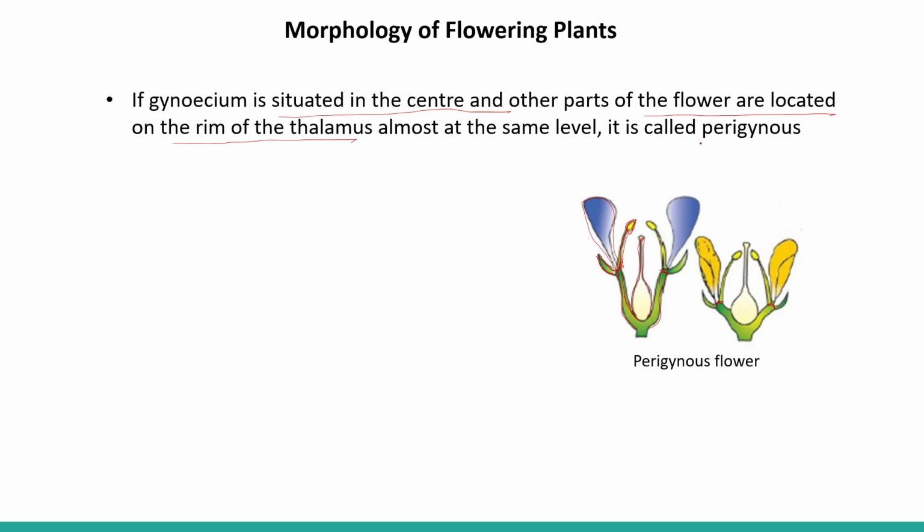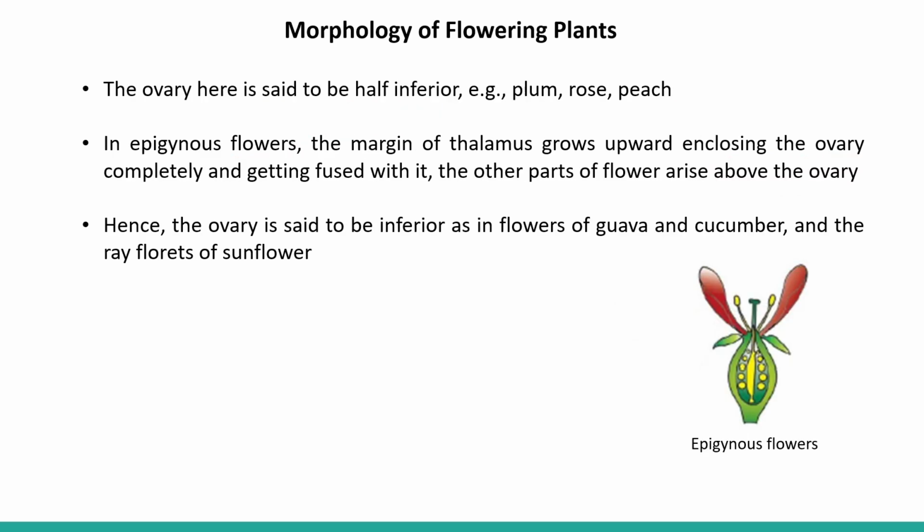Okay, so this type of flower is called a perigynous flower. The ovary here is said to be half inferior, and examples of such a flower are plum, rose, and peach.